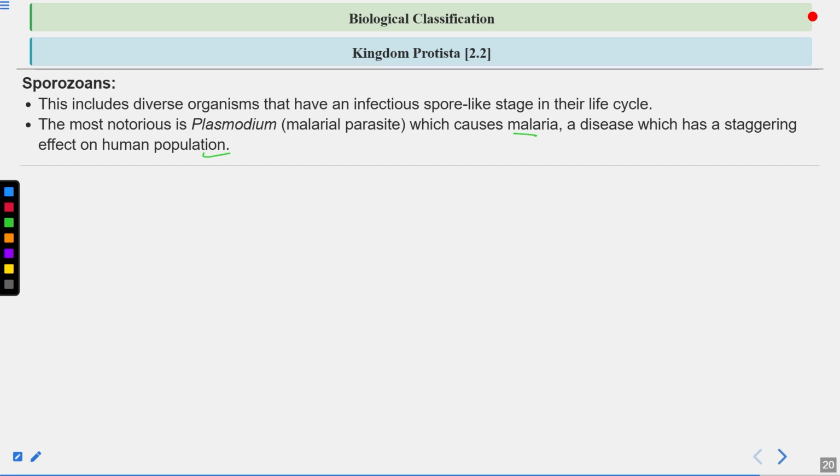And this Plasmodium is spread through the female Anopheles mosquito. So the female Anopheles mosquito is a vector for the Plasmodium. This Plasmodium has a very complex life cycle, and it requires two hosts to complete its life cycle. One of the hosts is human, another host is the female Anopheles mosquito. The female Anopheles mosquito acts as both a vector as well as a host. So you can see the members of the kingdom Protista can cause a lot of diseases in humans.